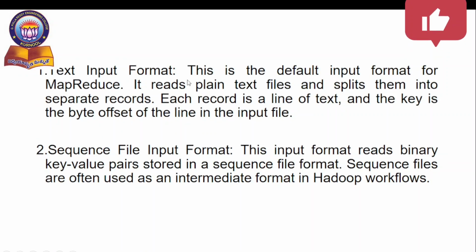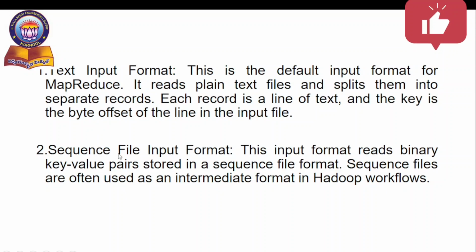The text input format. This is the default input format for MapReduce. It reads plain text files and splits them into separate records. Each record is a line of text and the key is the byte offset of the line in the input file. So this is the first type of input file.